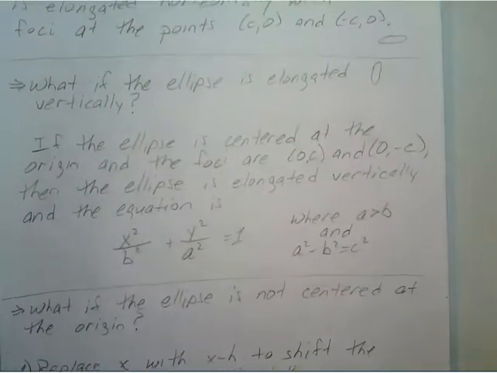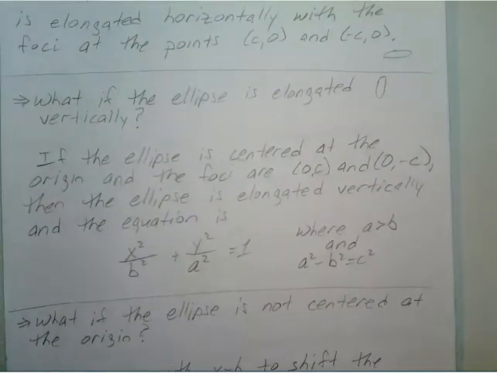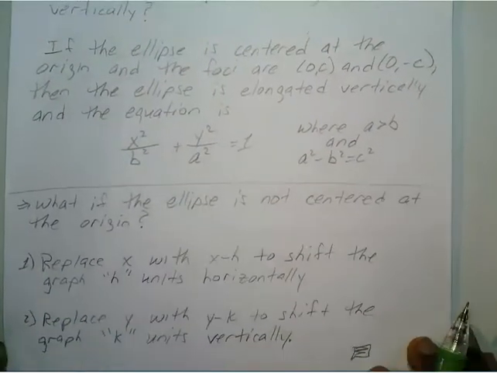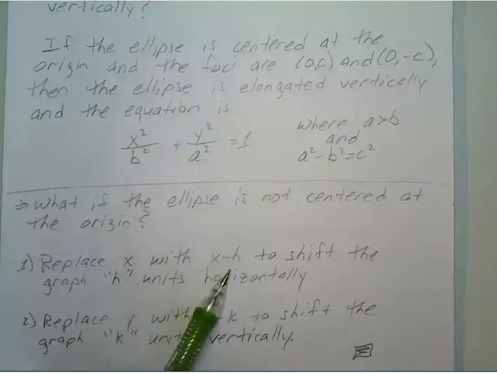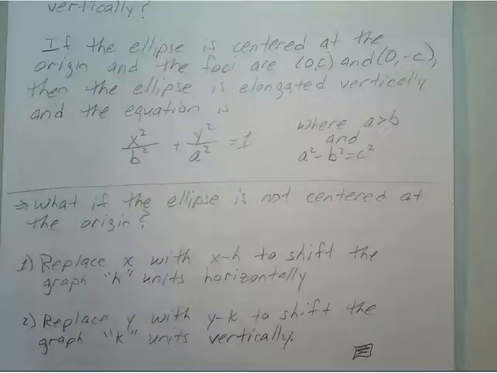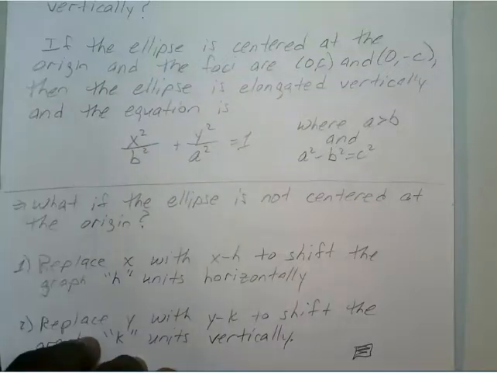Okay, now what if the ellipse is not centered at the origin? Well, if it's not centered at the origin, you just replace the x with x minus h to shift the graph h units horizontally. And you replace the y with y minus k to shift the graph k units vertically. So the h value shifts it left to right, the k value shifts it up and down. I know this is a lot to write, so if you're still writing, feel free to press pause, but we're going to go ahead and move on to the next page.